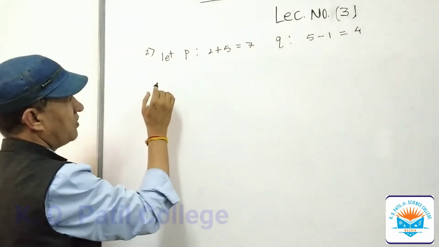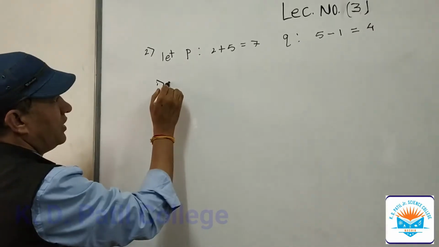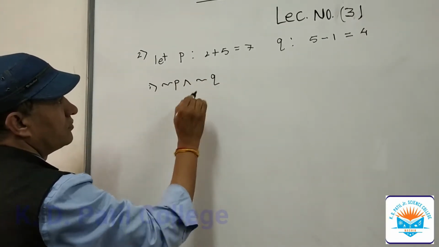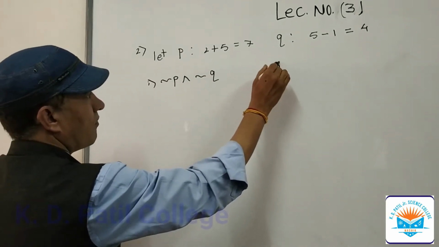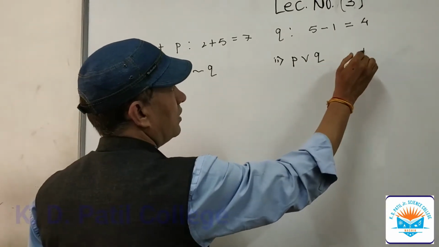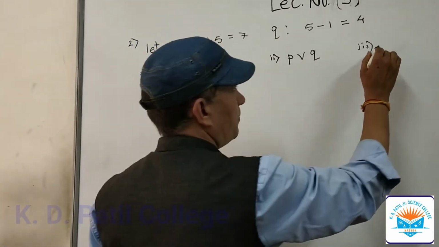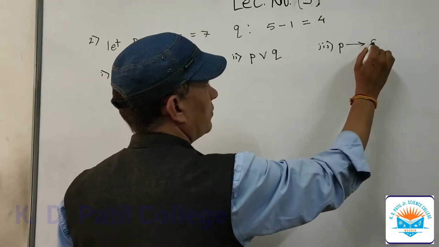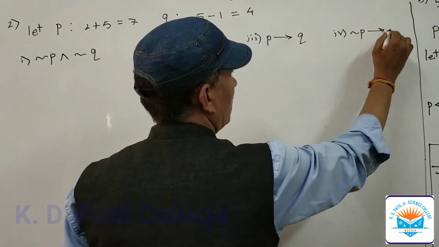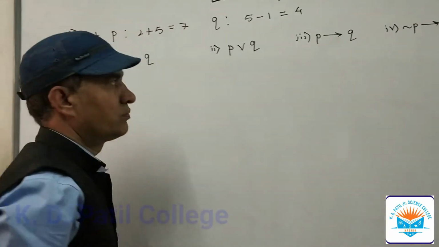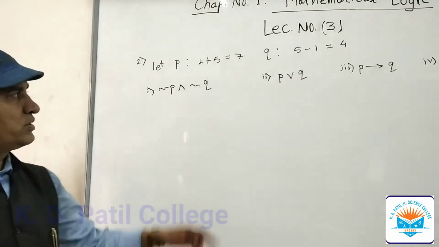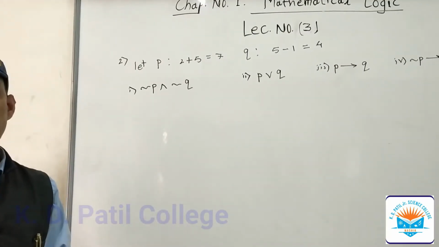For that, number first: negation P conjunction negation Q. Second: P disjunction Q. Third: P conditional Q. Fourth: negation P conditional negation Q. I want to write all these into verbal form by using the above atomic statements P and Q.